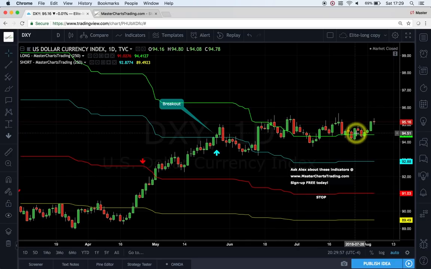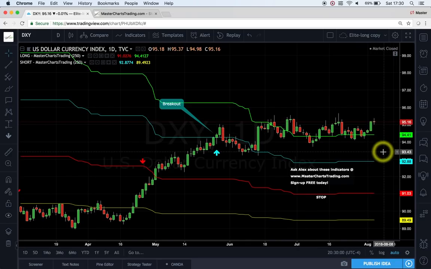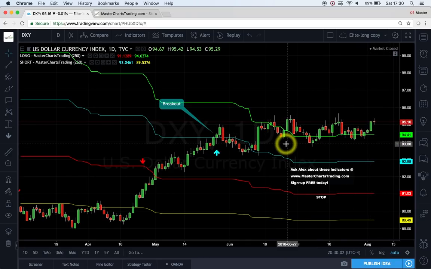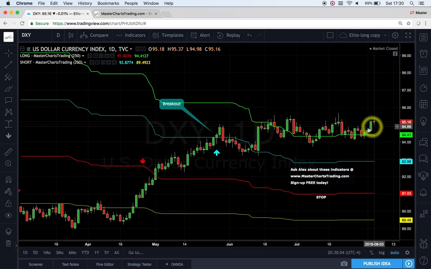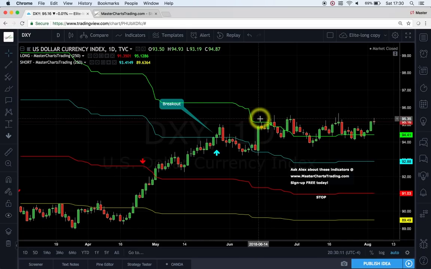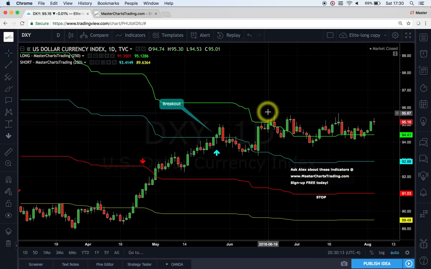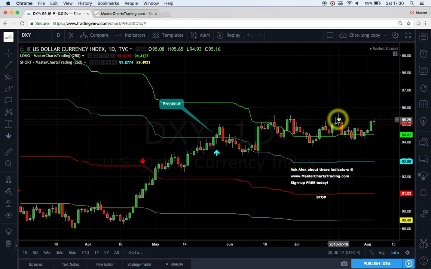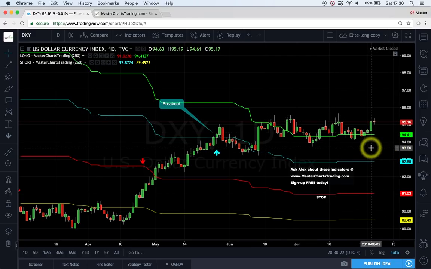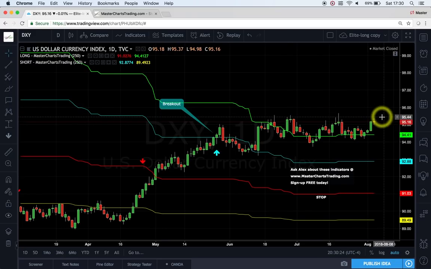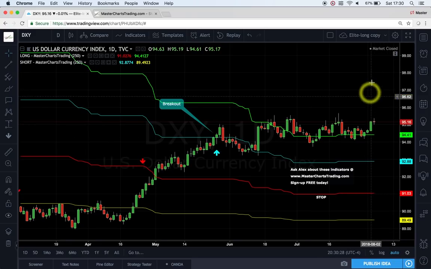So DXY, dollar index. This is a bullish chart that is attempting to break out. Now, this area here around 95 and change, it seems like there were multiple attempts to go higher, and so far all of them have failed. So I wonder if there is resistance up here, or maybe we're about to break out of this resistance.